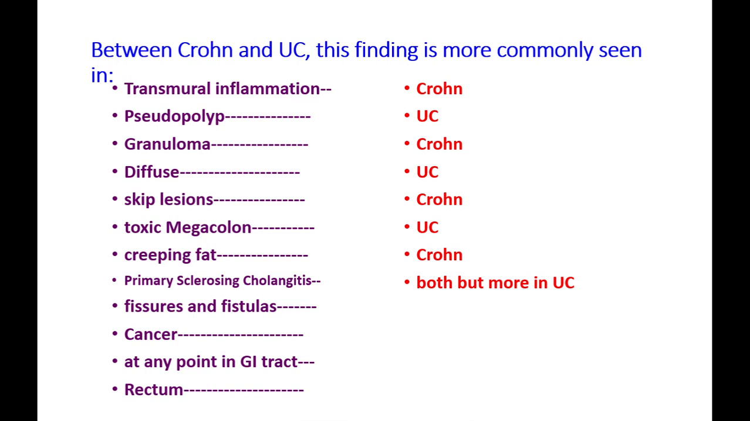Fistula or fissuring are complications of Crohn's disease, and cancer can be seen in both Crohn's and ulcerative colitis, with more incidence in ulcerative colitis. And Crohn's can start at any point in the gastrointestinal tract. Rectal involvement in ulcerative colitis occurs in 100% of cases.